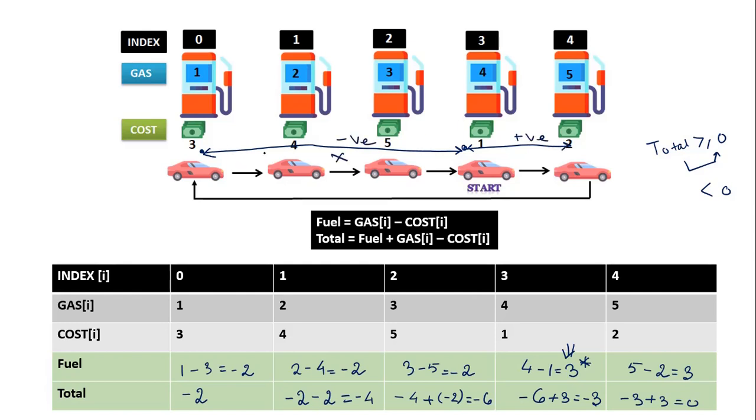So let's say that this area is represented by X, while this area is represented by Y. And then we concluded that if X plus Y was greater than or equal to 0, then we found our start station. Otherwise, if X plus Y was less than 0, then we would conclude that there is no such station which will help us to complete the entire circular route. To further understand this, we need to have a look at the code. So let's dive into the code and let's find out how this works.